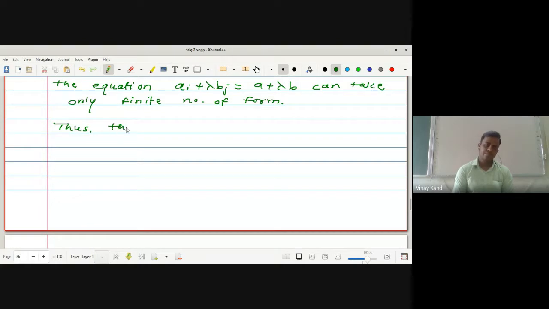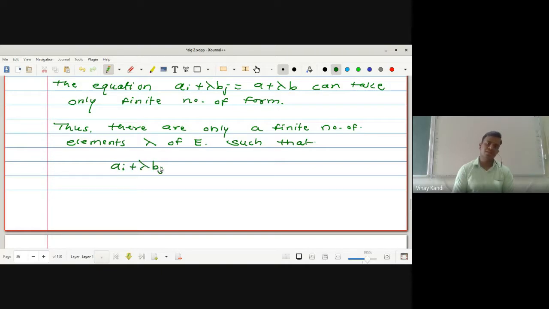Thus, there are only a finite number of elements lambda of capital E such that ai plus lambda bj is equal to a plus lambda b, where i running from 1 up to so on m and j running from 2, 3 up to so on n.